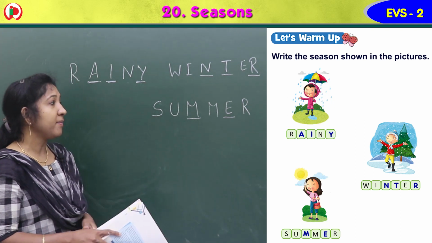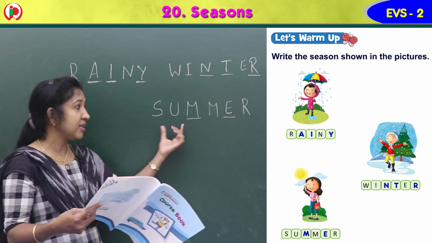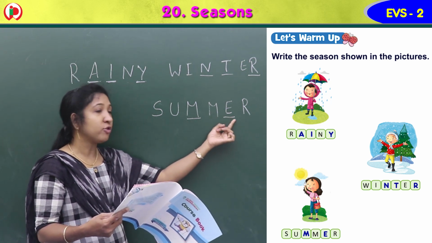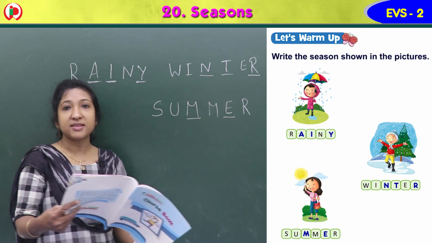Okay, S-U-M-M-E-R. S-U is given there. Then you have to write M. The next M is given already. Then you have to write E. Last R is given. Summer.